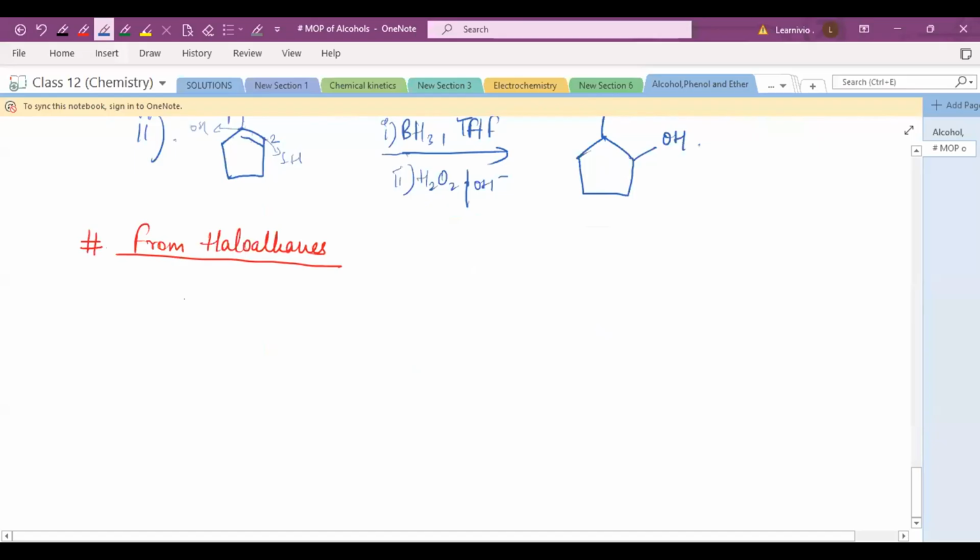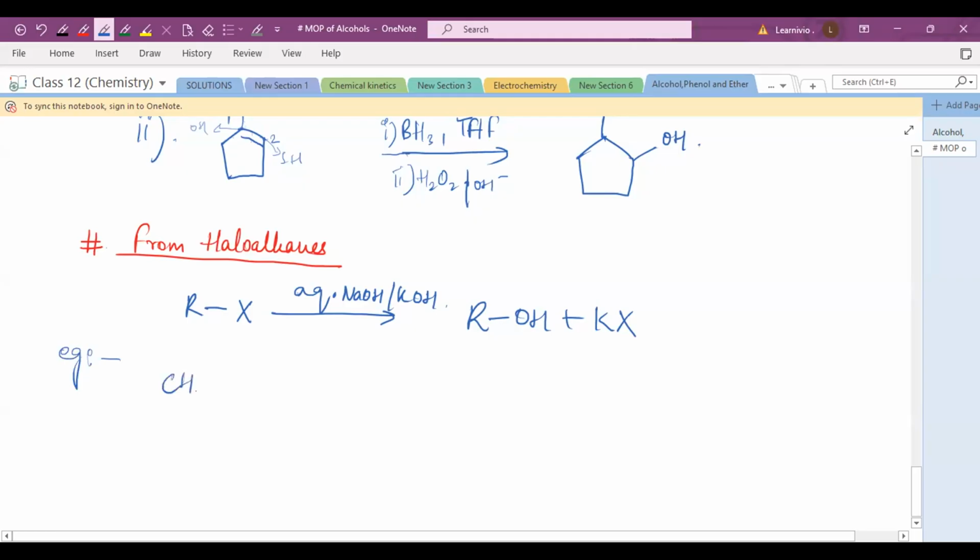So when alkyl halide RX, okay, haloalkane, is treated with aqueous NaOH, sodium hydroxide, or KOH, what happens? It will give you the corresponding alcohol. It's very simple. So it will give you ROH plus KX. If you are using sodium hydroxide, you will get NaX, right? And when you are using potassium hydroxide, you will get KX.